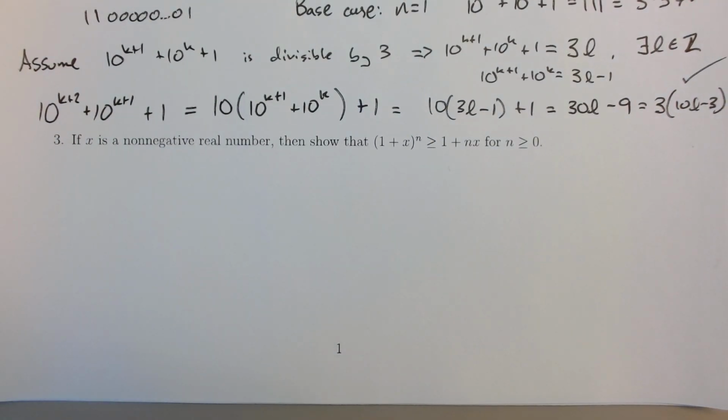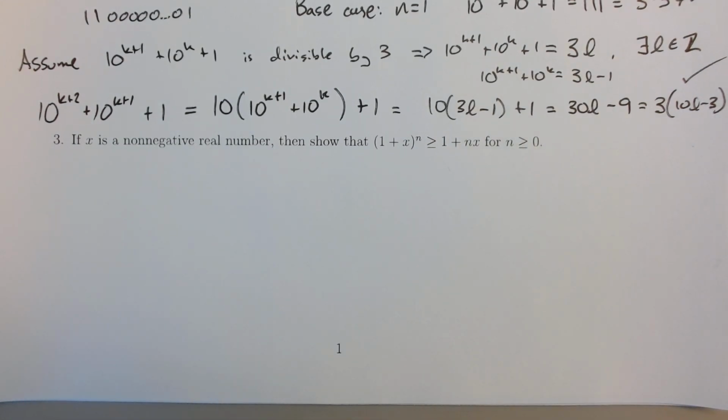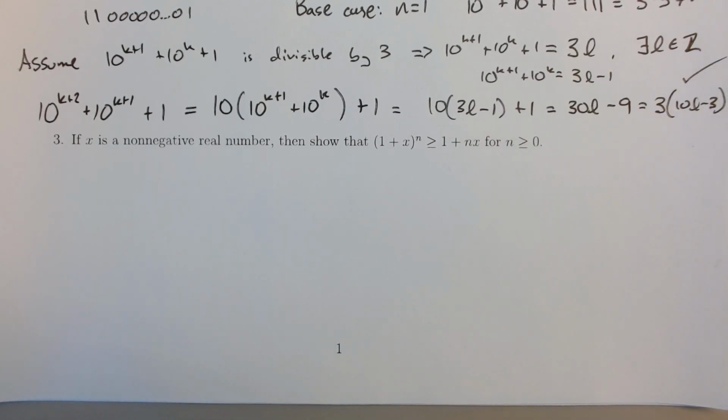Next, we have that x is a non-negative real number, and we want to show that 1 plus x to the nth power is greater than or equal to 1 plus nx, as long as n is greater than or equal to 0. So here our induction will actually start at 0, which is okay. You can start at 0. You can even start at a negative integer, but you do need a starting point for induction.